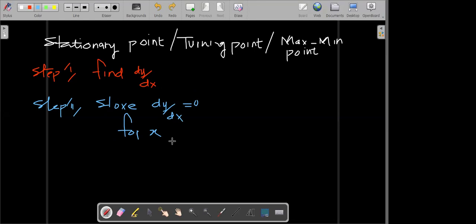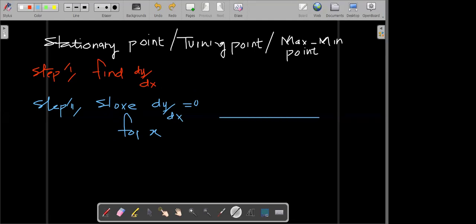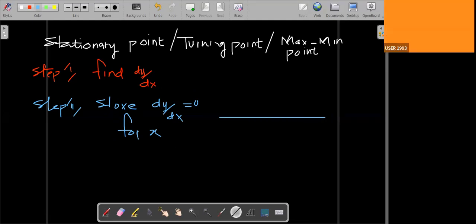All right. That will be the turning point x coordinate or the stationary point's x coordinate or maximum minimum point's x coordinates. Now you may have a confusion. You see here, if you have a graph like this, for an example, you have an equation and you just differentiate it. Say y is equal to f of x.